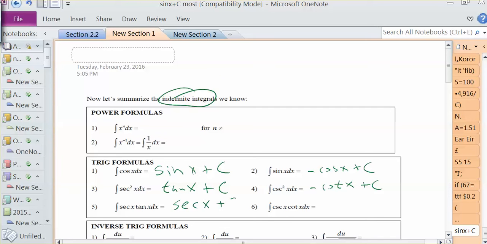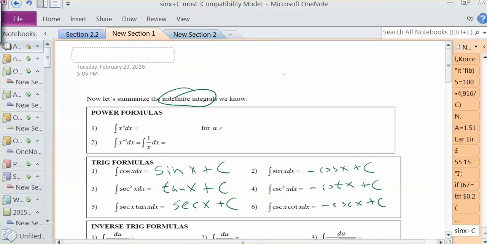Anyway, the derivative of secant is secant x tan x. So that's why the integral, or the antiderivative, of secant x tan x is secant x plus c. And lastly, we have negative cosecant x cotangent x. We'll go back to the table up top.